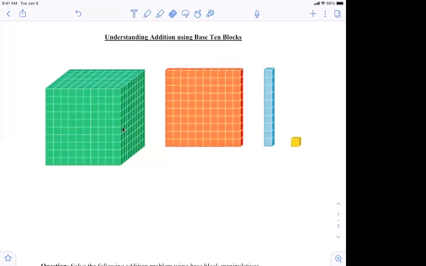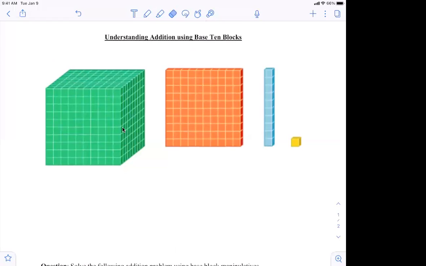So hello and welcome to today's lesson. Today we are going to focus on understanding addition using base 10 blocks. On the screen, we have the representations of the blocks that we are going to use.